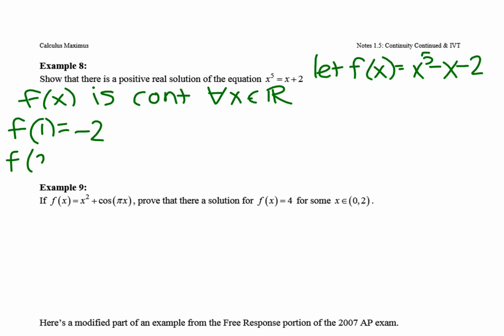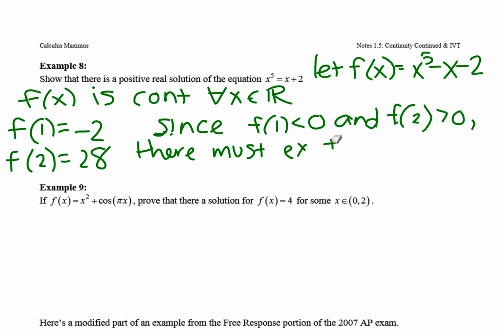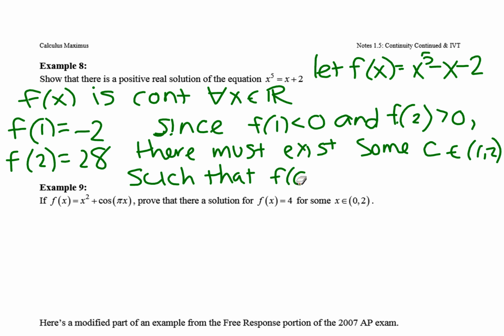Let's see if I plug in 2. 2 to the 5th, so 32 minus 2 minus 2, 28. Oh, good, I picked a good set of numbers. So, since f of 1 is less than 0, and f of 2 is greater than 0, there must exist some, let's say c, on 1 to 2, such that f of c equals 0.